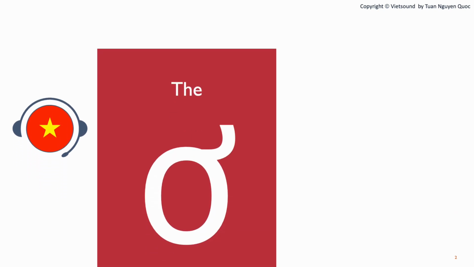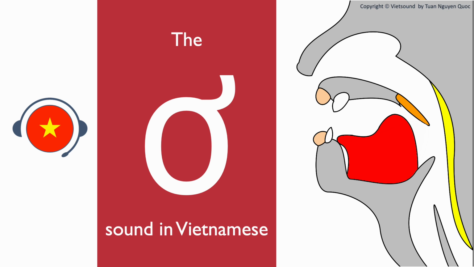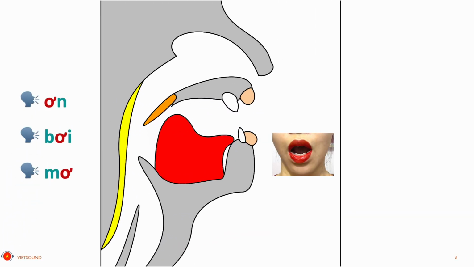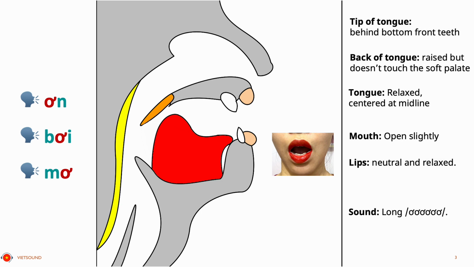Today we're going to talk about the sound. So are you ready? Let's get started. The sound can occur at the beginning of the word, like in the word or at the middle of the word, like bơi, or at the end of the word, like mơ. Now let's see how to pronounce the sound.